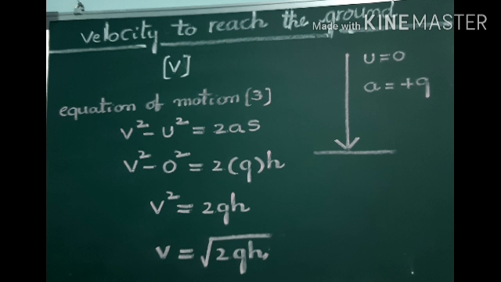And take equation of motion number 3. Especially, we are using only the 3 equations of motion. From those I have taken equation of motion number 3: v square minus u square equal to 2as. Substitute v square minus 0 square equal to 2 into a, which means plus g, and s means h. So v square equal to 2gh, and v equal to the square root of 2gh.